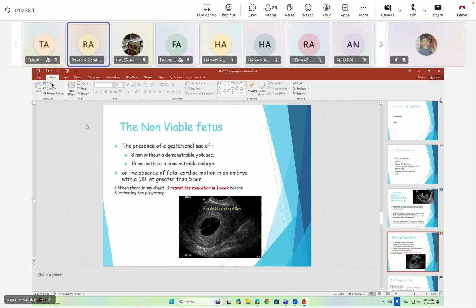And as we mentioned, it should be increasing, almost doubling every 48 hours. If it is less than 60%, then this is not a normal pregnancy. If it's a miscarriage, it should not be increasing, or it should be decreasing. So we can either repeat the ultrasound, or we do serial beta hCG.